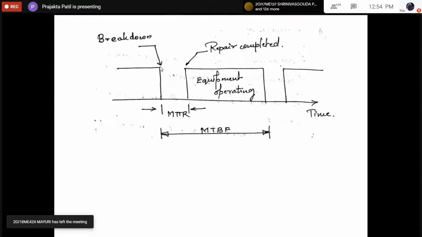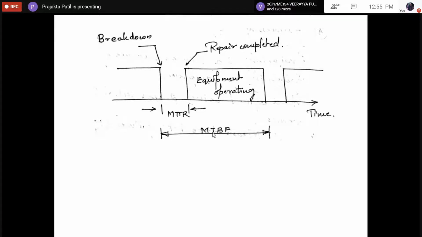Whereas this line here represents a breakdown. That means the equipment was functioning well till here, and then there is this breakdown. After some time gap, the equipment again starts operating properly. So here there is a repair that happens, and the repair is completed here, and the equipment again starts operating properly. This time in between the breakdown and the repair being complete is called mean time to repair. This is the time taken in order to repair that equipment.